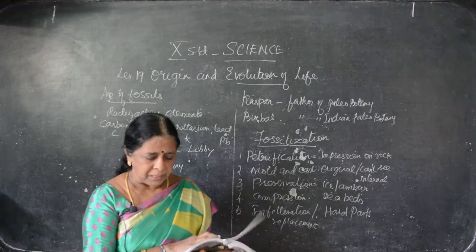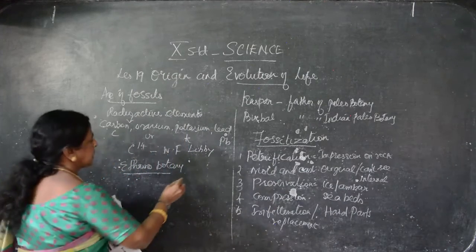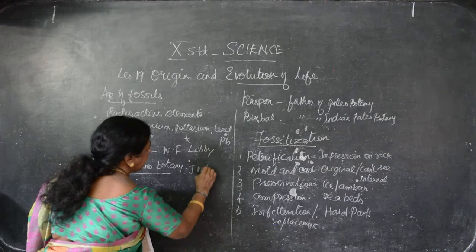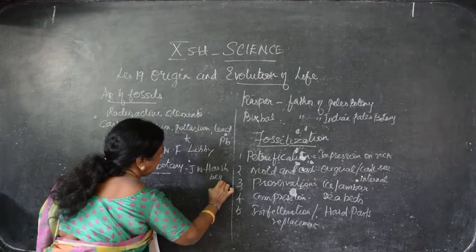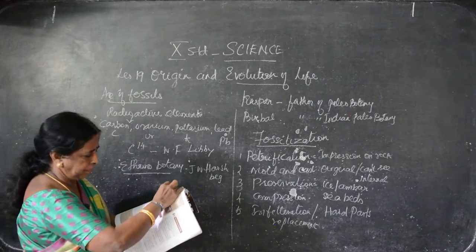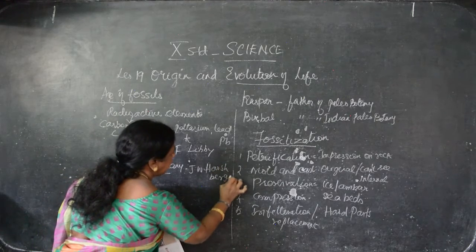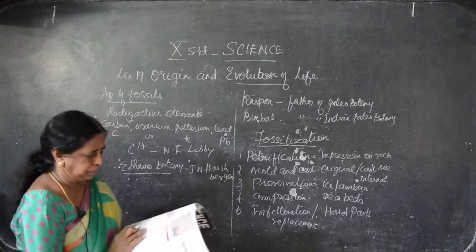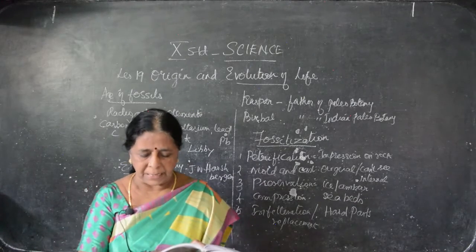The term ethnobotany was coined by J.W. Harshberger. Who coined it? J.W. Harshberger, spelled H-A-R-S-H-B-E-R-G-E-R, in 1985, to include the study of the plants.